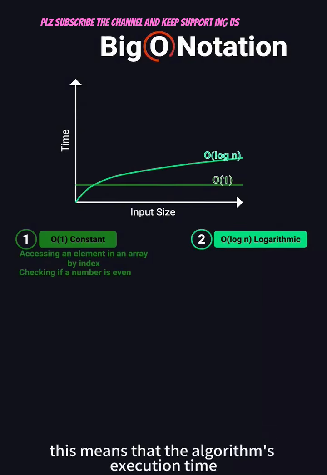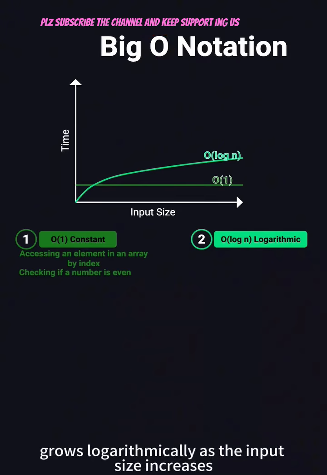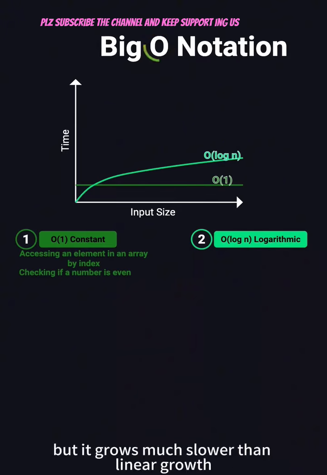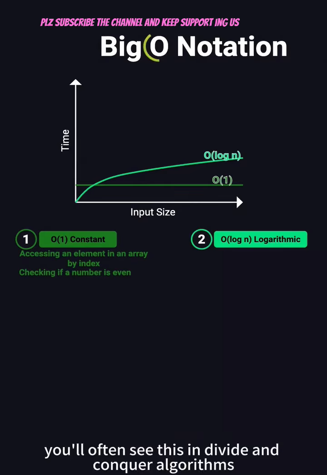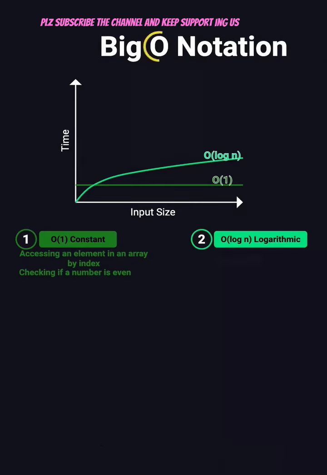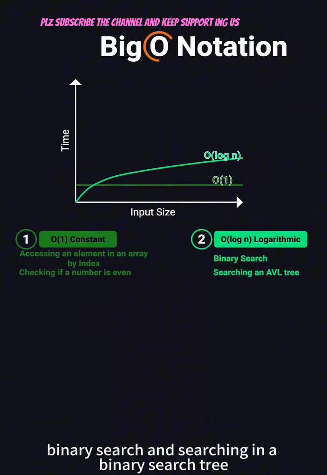Next is O(log n), also called logarithmic time complexity. This means that the algorithm's execution time grows logarithmically as the input size increases, but it grows much slower than linear growth. You'll often see this in divide and conquer algorithms. Classic examples include binary search and searching in a binary search tree.